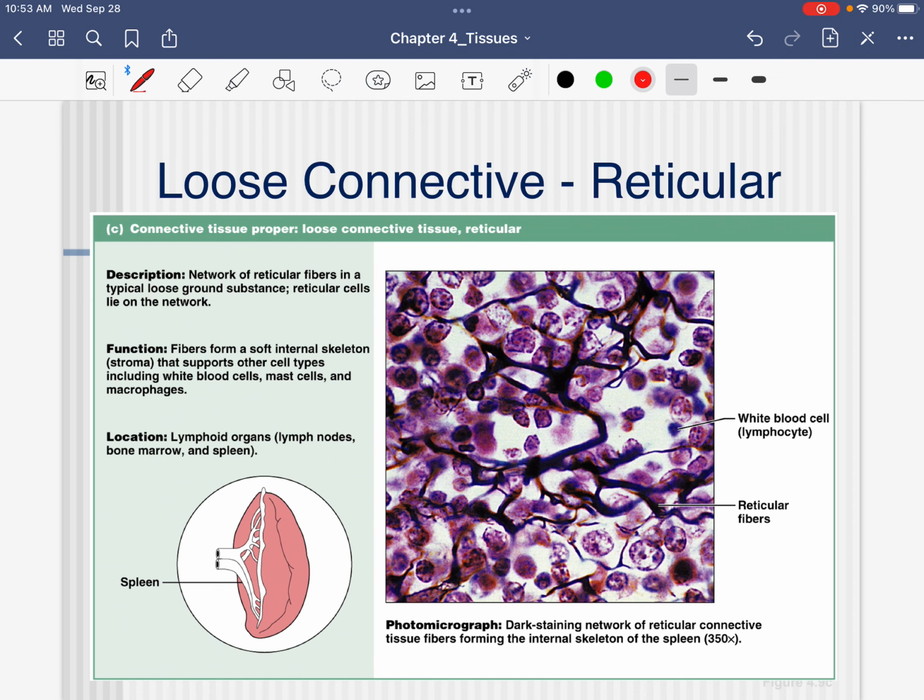Where do we find reticular connective tissue? This is in lymphatic organs, like the spleen. I'm just going to say support. We're going to be pretty general. This tissue type is actually quite stretchy to a certain extent, but it gets that little bit of stretchiness from the reticular fibers.